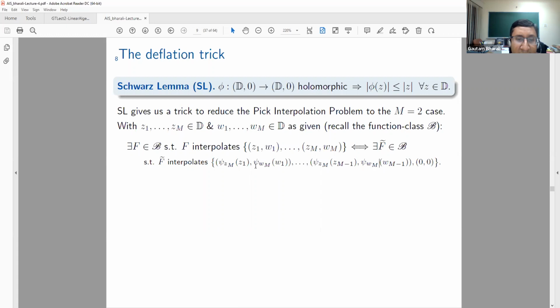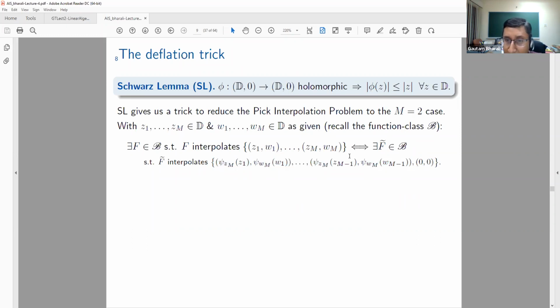But now remember, psi sub zm is that disk automorphism that maps z sub m to 0. And this psi sub wm is that disk automorphism that maps w sub m to 0. So you see, that is why this last pair becomes 0, 0. So the way to coherently describe this new list of pairs of points is that the first entry in each pair is being acted upon by psi sub zm, and the second entry is being acted upon by psi sub wm.